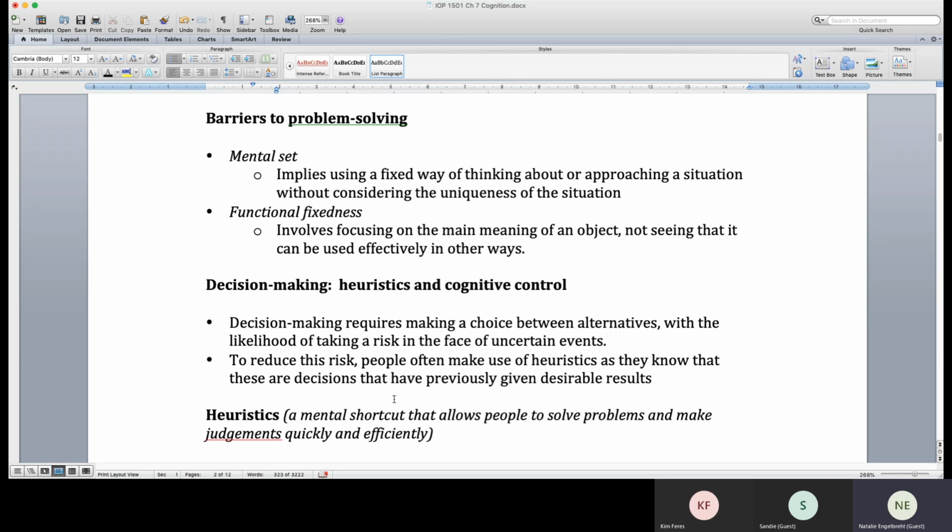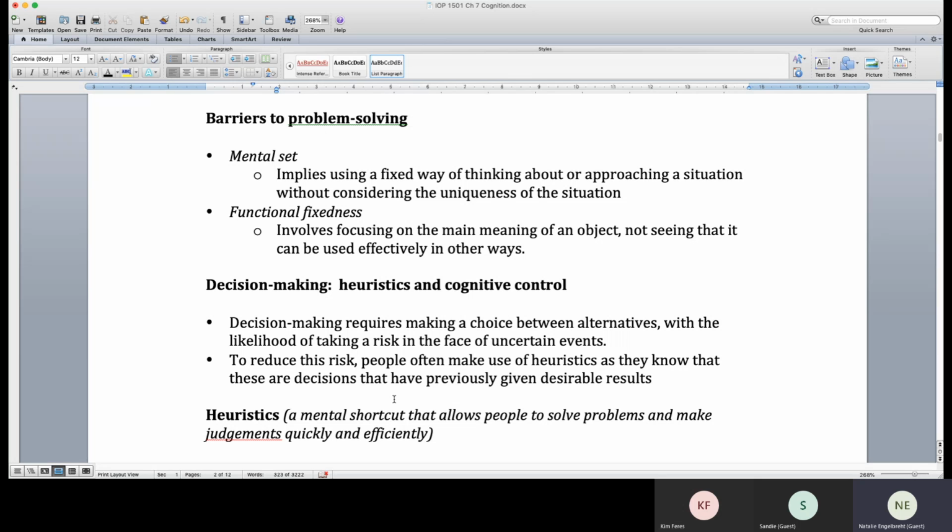So those are some of the barriers in terms of problem solving. Decision making. Let's look at heuristics and cognitive control. Decision-making requires making a choice between alternatives, with the likelihood of taking a risk in the face of uncertain events. That's a very good description of what decision-making is.